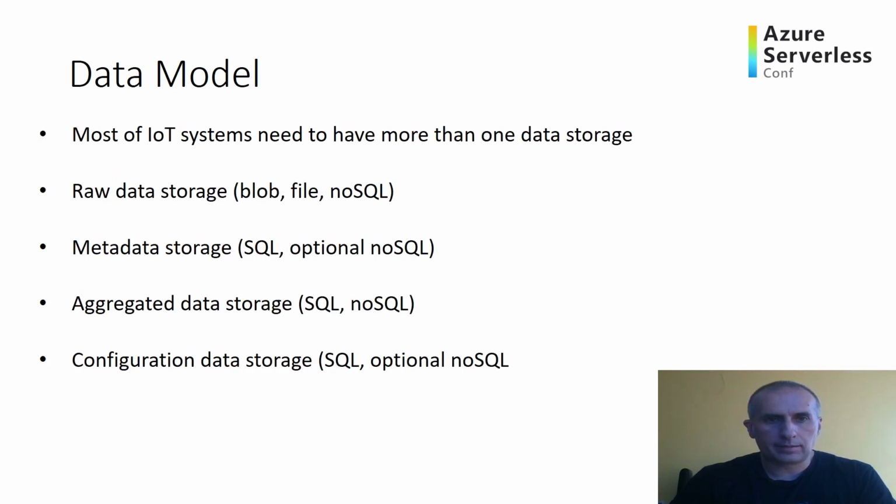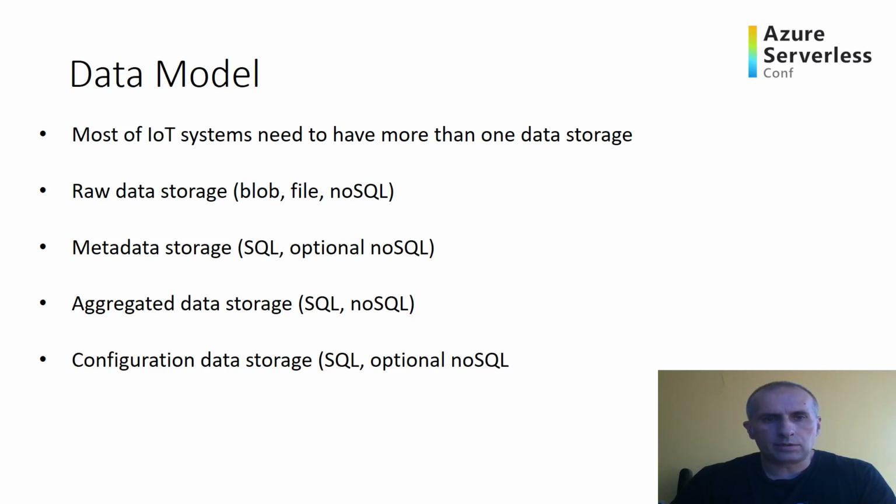Usually IoT solutions have more than one storage. We have from one side raw data storage, which is used for data which we ingress from different sources, from different devices, usually without specific processing. We have metadata storage, where we keep additional metadata, which is used to enrich data which we ingress. We have aggregated data storage, which is used to have processed and semi-processed data, and we have configuration data storage, where we have configurations for different parts of the solutions and common data model.